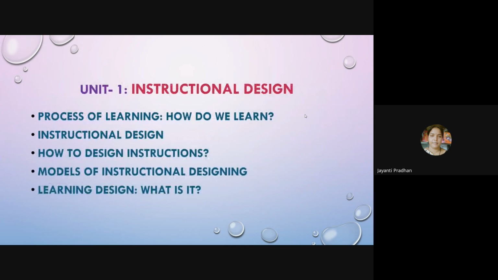Unit 1, instructional design, has major learning points like the process of learning. How do we learn? Before planning for instructional design, or before planning for an instructional aspect, we must know what learning is and what the process of learning is. Then what is instructional design? Then how to design instructions. Then what are the models for instructional designing? Then learning design, what is it? These are the major concepts that we are going to cover in this unit.